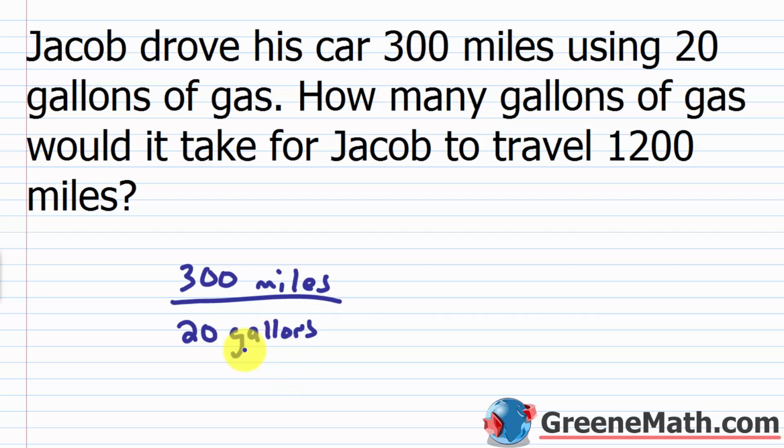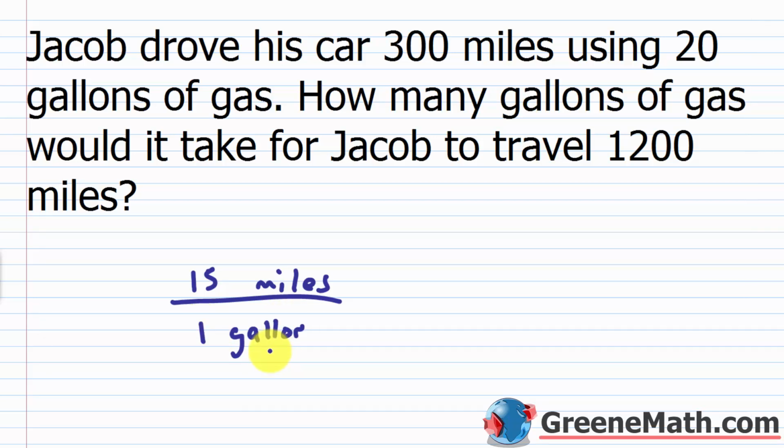And so the easiest thing to do here is just to get a unit rate. So 300, the number in the numerator, divided by 20, the number in the denominator, would be 15. So I could basically say that it's 15 miles per 1 gallon of gas. Okay, so that's a unit rate.